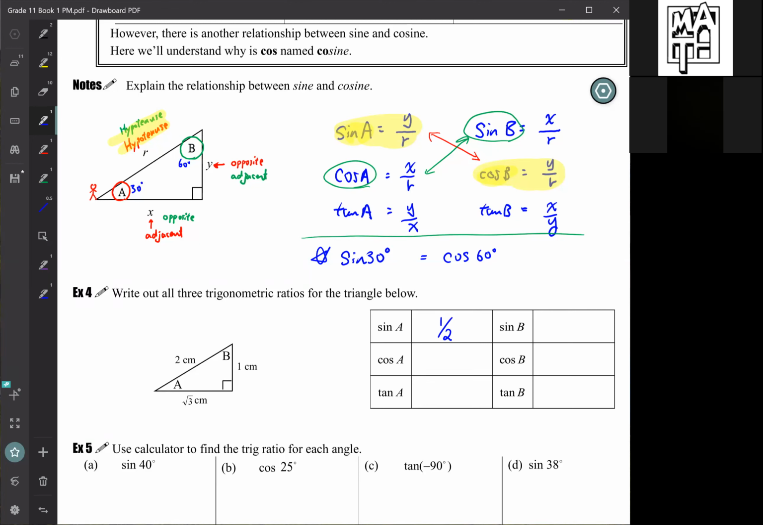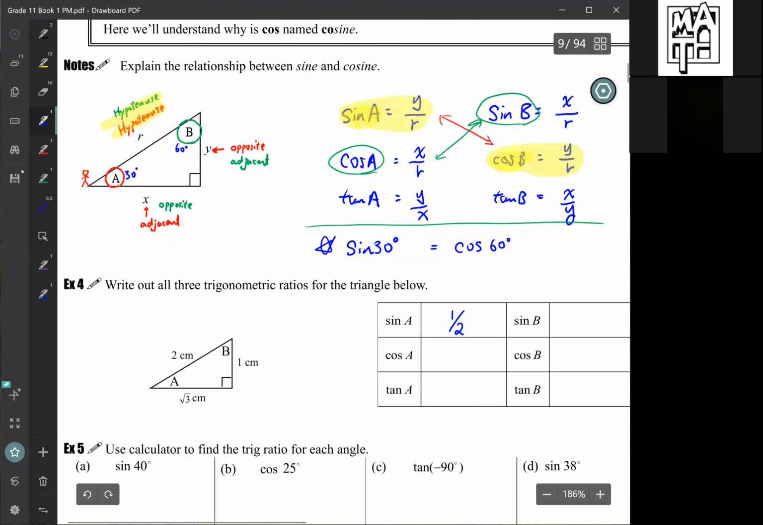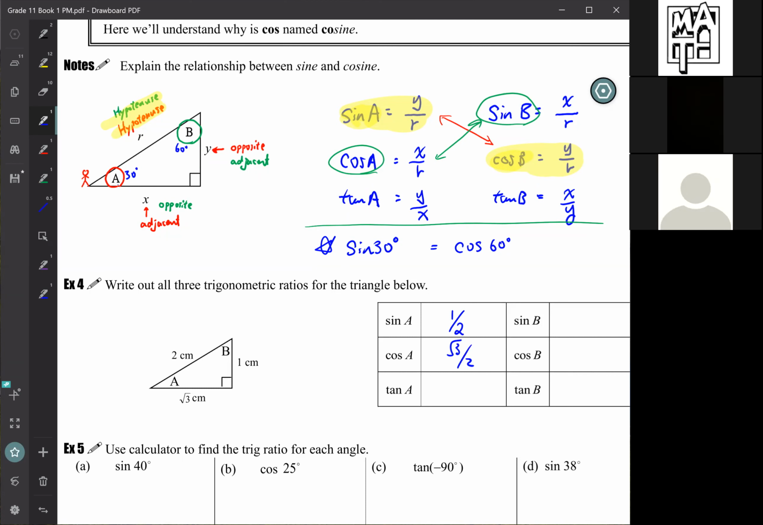Okay, can I have Harry? What do you have for cosine A? Harry, what's your answer for cosine A? Square root 3 over 2. Thank you, very good. Colin, tangent A? Tangent A, I did 1 over square root of 3.